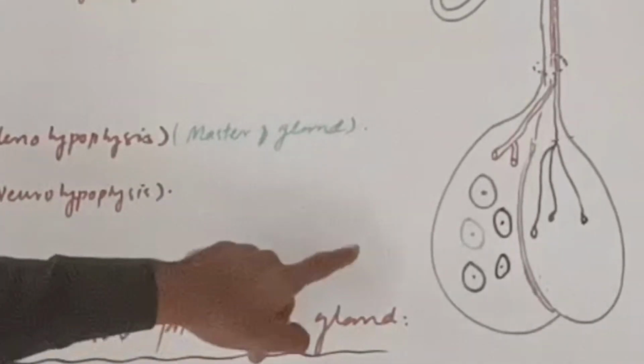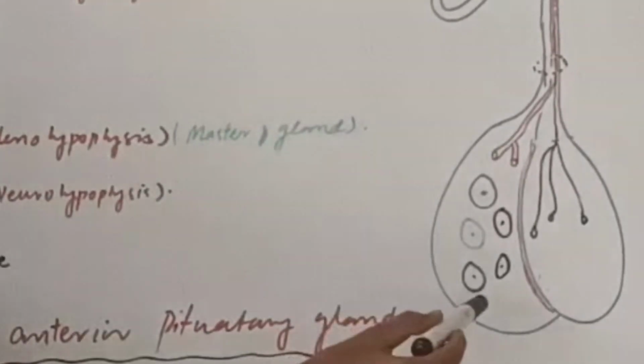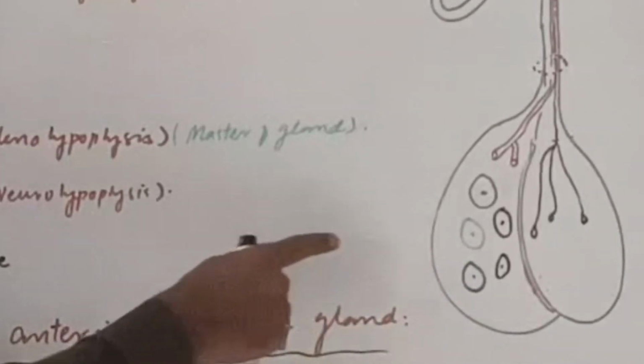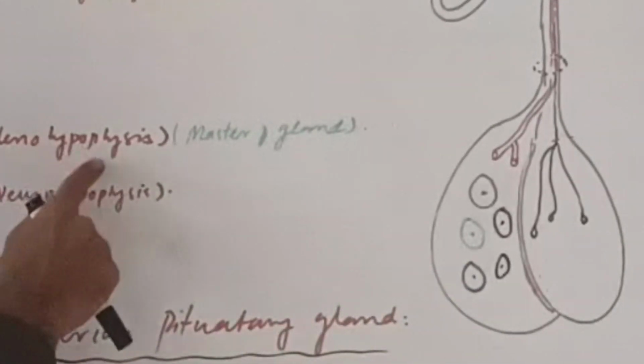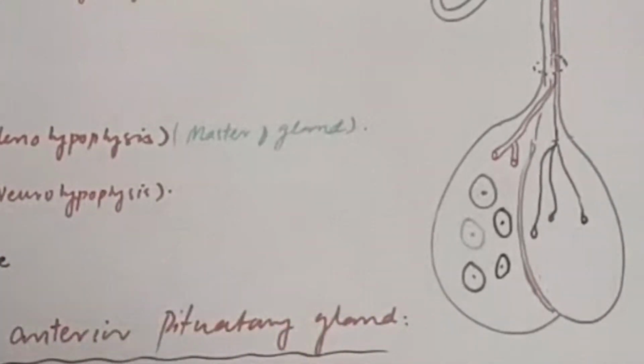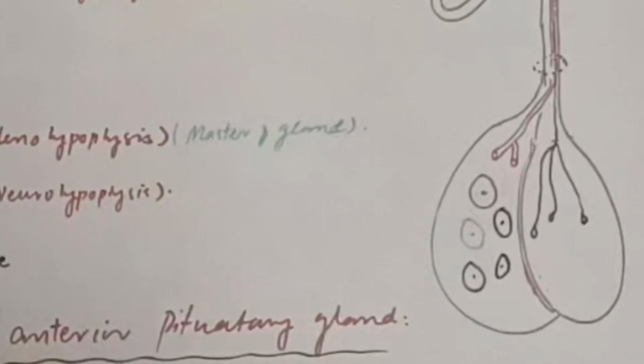The pituitary gland consists of 3 lobes, but in the human it consists of 2 lobes. One is the anterior lobe. Here you can see this is the anterior lobe. This anterior lobe of the pituitary gland is called the adenohypophysis, and it is also called the master gland because it secretes a lot of hormones which control the other endocrine glands in the body. So therefore it is also called the master gland.